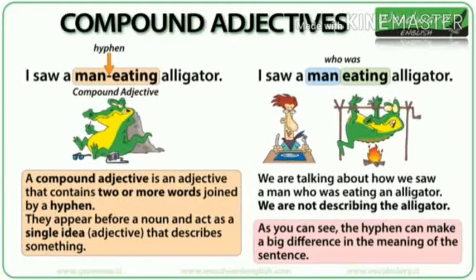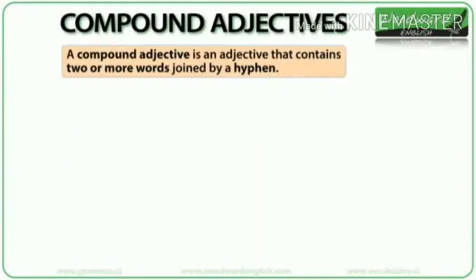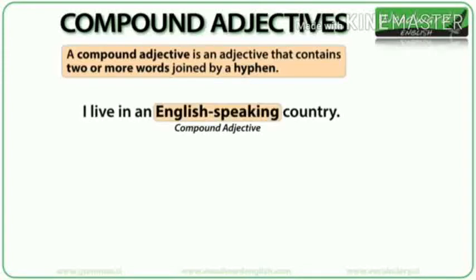As you can see, the hyphen can make a big difference in the meaning of the sentence. If you don't put the hyphen, see what type of sentence you will make: I saw a man who was eating alligator. That is the type of understanding you will get. So the hyphen is very important for differentiating compound adjectives. A compound adjective is an adjective that contains two or more words joined by a hyphen.